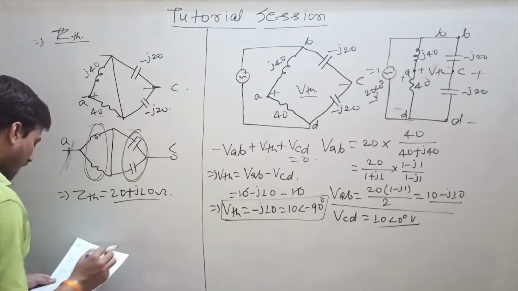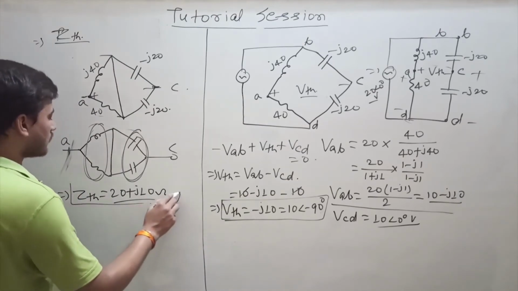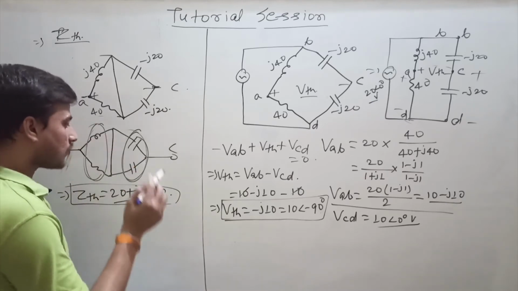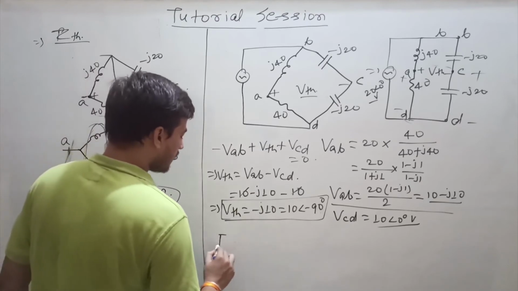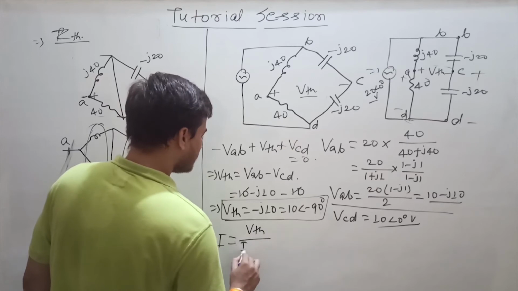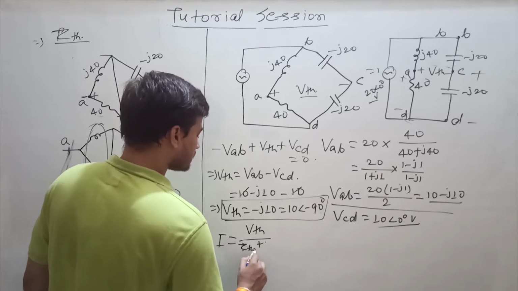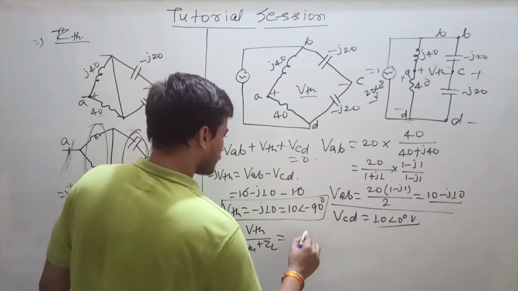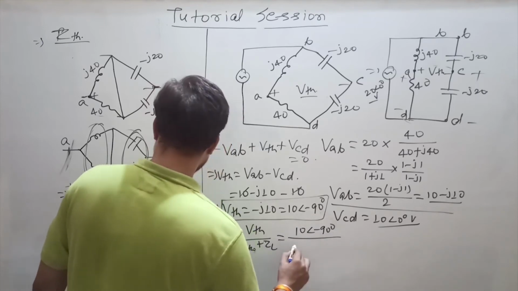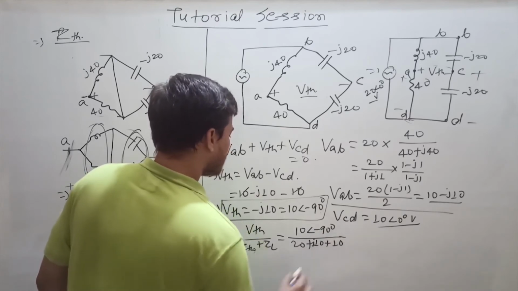This was a subjective question asked in GATE 2000 for 5 marks. You got VTH, you got ZTH. Now you have to write ITH, current I. So current I, how will you write? It will be equal to VTH divided by ZTH plus ZL. So VTH is 10 at the angle minus 90 degree, divided by ZTH 20 plus J10 plus ZL is 10 ohm.